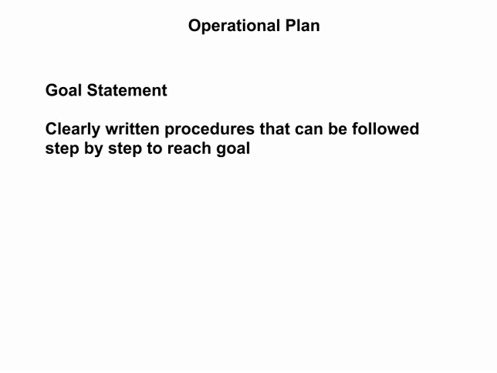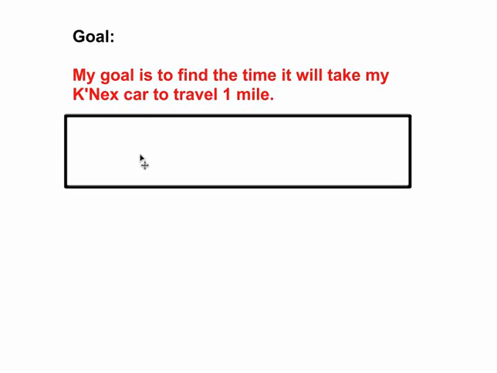To give you an example, when we were using the Kinex car, one of our last activities was to try and find out how long it will take the Kinex car to travel a mile. So my example is going to be based off of that. In this scenario, my goal was to find the time it will take my Kinex car to travel 1 mile. You're going to need to start your plan with your goal statement for this activity. In my procedures, I think I have only 5 steps, but they should be clearly outlined so they can be followed, and I can see exactly what each group's plan is.